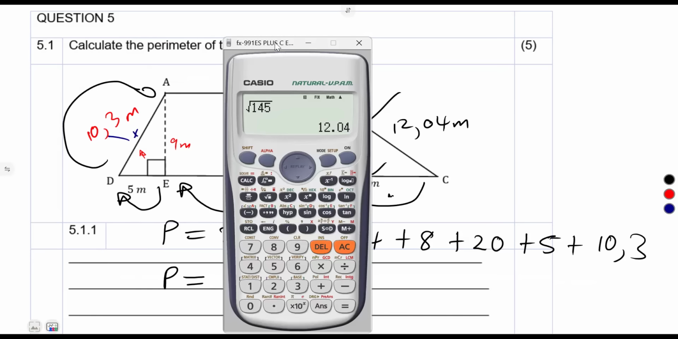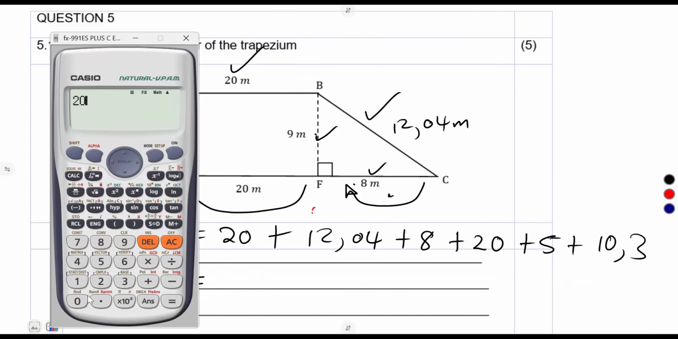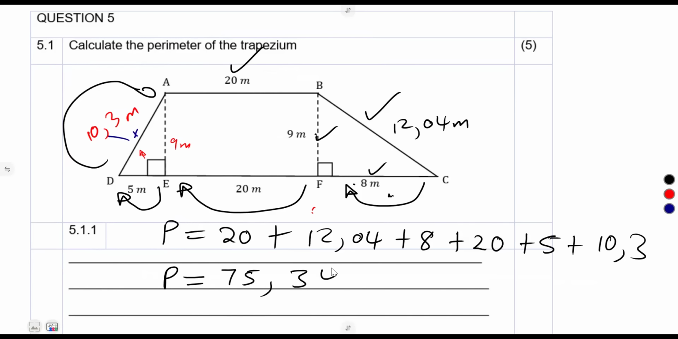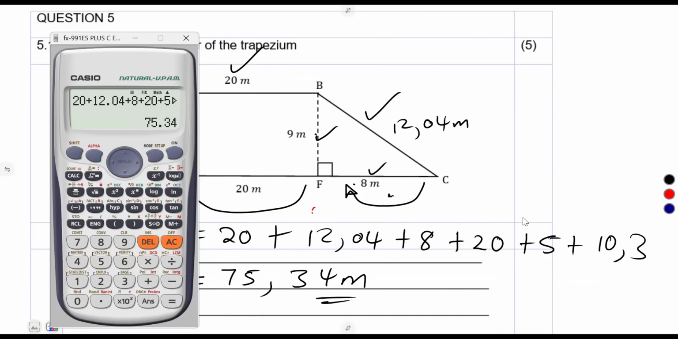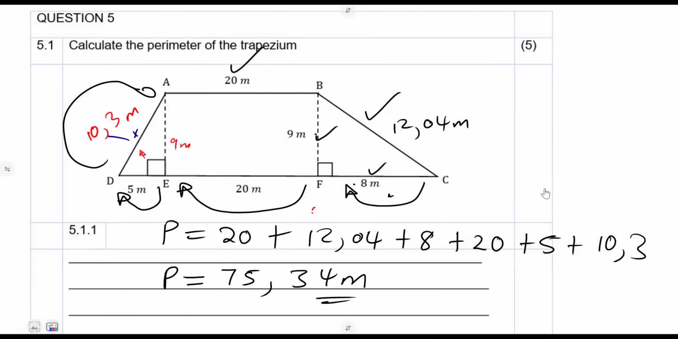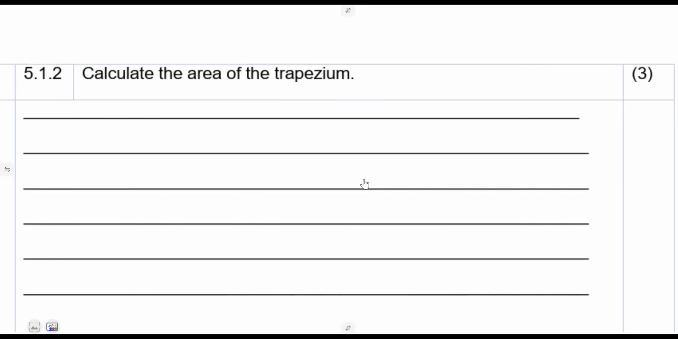So you can sum this up on your calculator. 20 plus 12.04 plus 8 plus another 20 plus 5 plus 10.3. That gives us 75.34. So that's 75.34 meters perimeter. Just take the units as they are. So that was it to calculate those sides. Then after that, you calculate your perimeter.